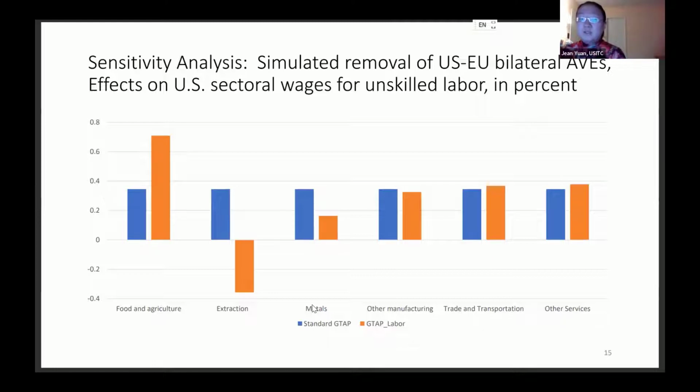And then for the extraction industry, we are now seeing actually a wage decline for US sectoral wages. It is minus 0.37% compared to 0.115% in the previous version. So it seems that this parameter is pretty important in determining the labor market result. So we do think that more empirical work on that would be helpful. And we are open to discussion for that.